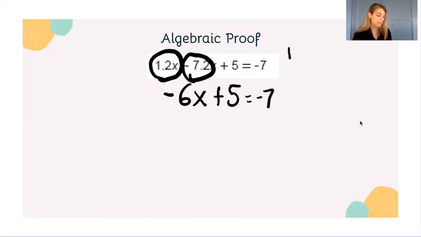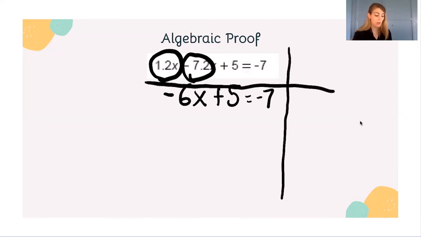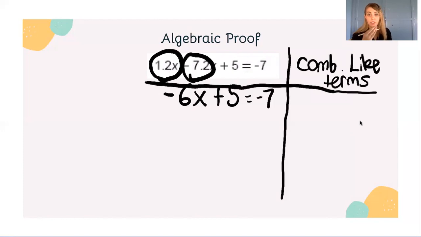Now over on this side, I'm just going to name what I did in order to get from my top row to the bottom row, which on this one is combine like terms. That's how I got from the first line to the second. I'm just defending what I'm doing.